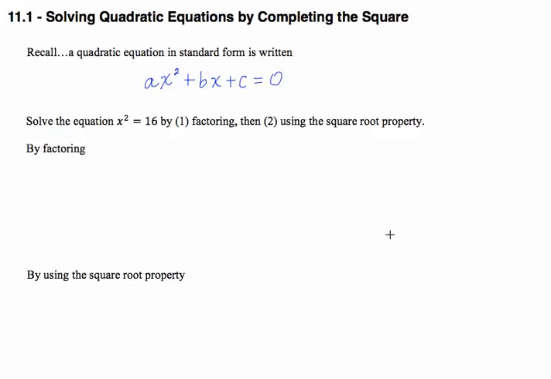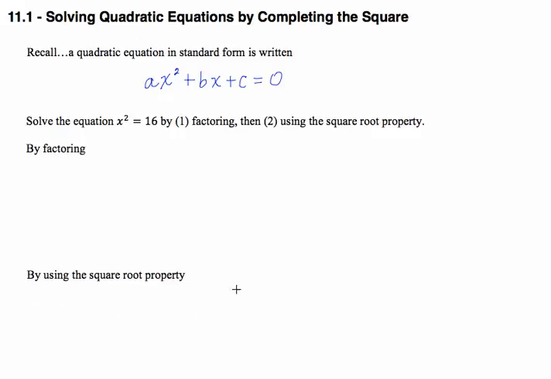So thus far, the only way that you know how to solve a quadratic equation is by factoring. But what you'll find is that not every quadratic equation always factors. So we need some more techniques for solving quadratic equations. So the first one we'll learn is how to use the square root property.